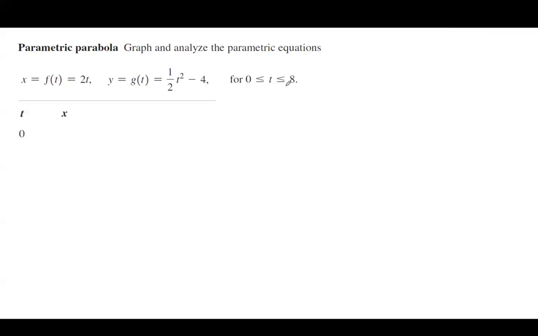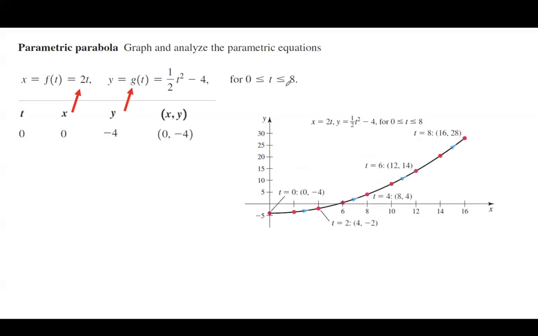So when t is equal to 0, your x becomes 0, because x is equal to 2 times t, and when t is equal to 0, you get 0 back. What about the y value? y is a half 0 squared minus 4, so you get negative 4 back. So the very first point is located at 0 and negative 4. This point is on the graph of this curve, located down here.